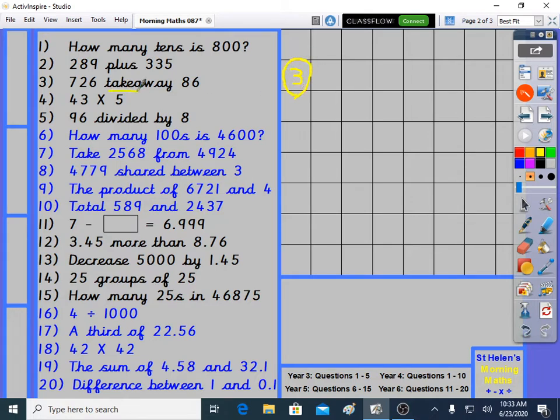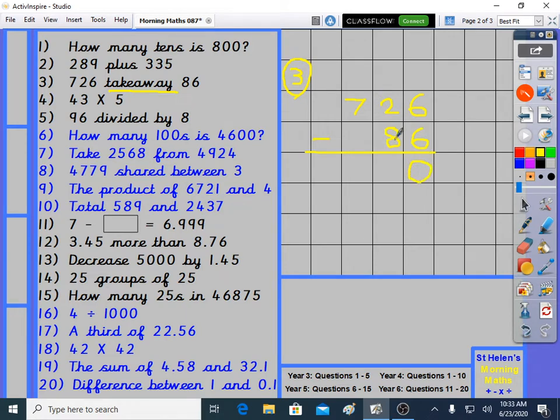726 take away, that means minus, doesn't it? 726 take away 86. Be careful with your lining up. It lines up down the right. The right is down here, isn't it? 726 take away 86. 6 take away 6 is 0.